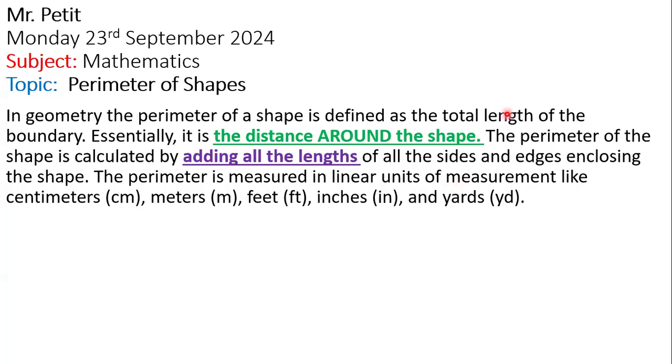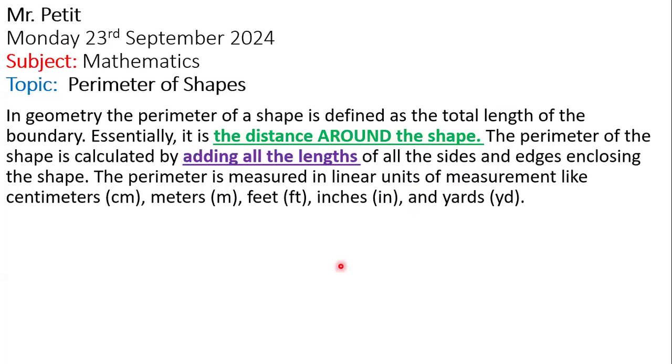All right. So let's do an example of calculating the perimeter of a particular shape. Let me give you a shape that we're going to find the perimeter for. We find the perimeter simply by adding up all of the sides of a shape.